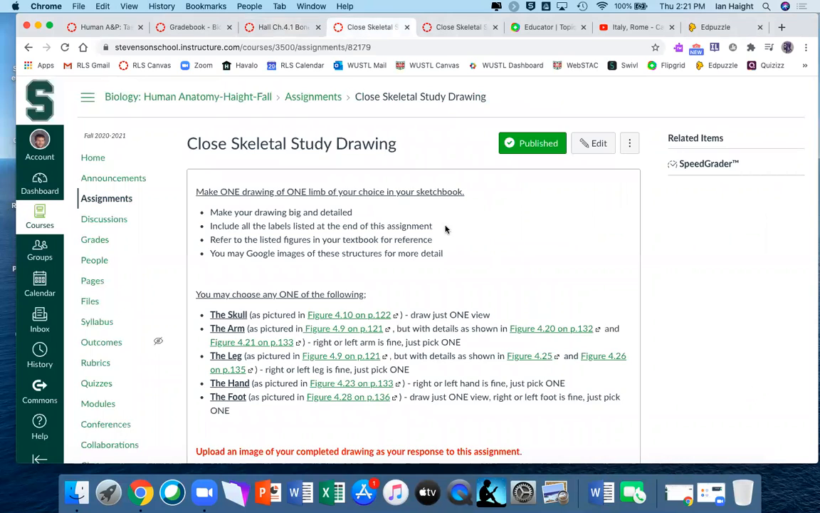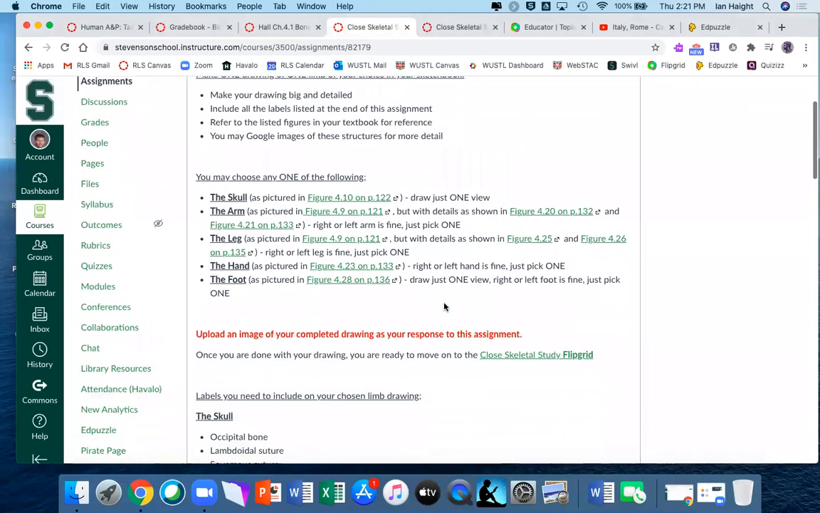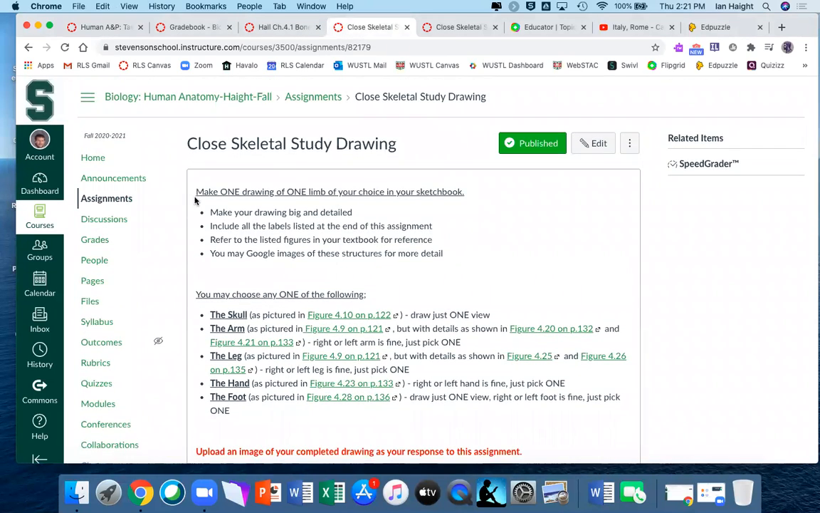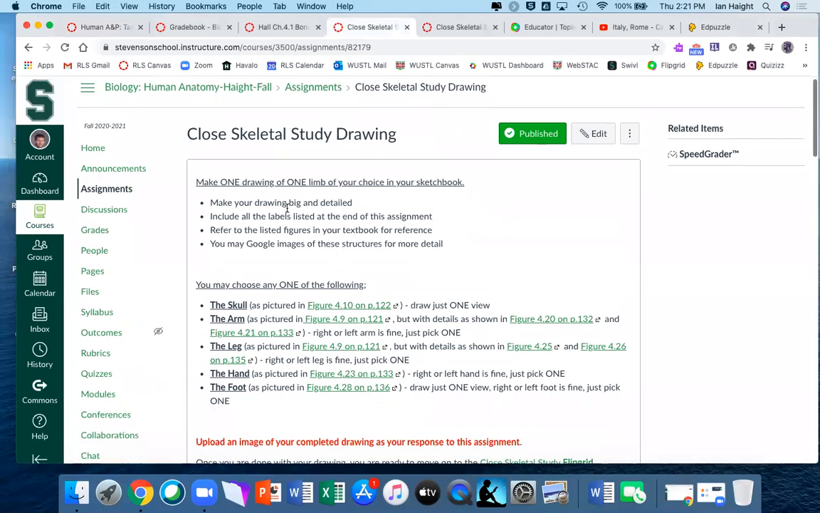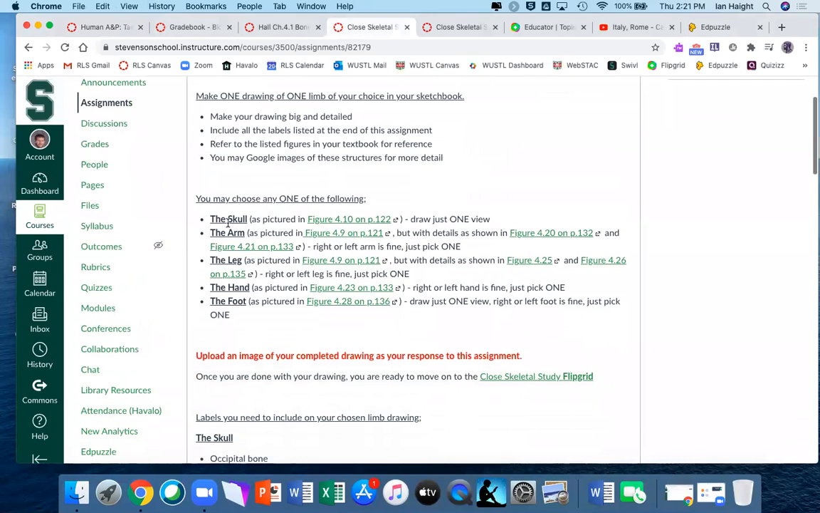When you click on those, it will take you to the assignments. And so I have instructions there for the drawing. Again, you can choose one drawing of just one limb of your choice. So again, you've got the skull, the arm, the leg, the hand, or the foot. I have links to images from your textbook from Hall, but you can also just hop on Google and look up things too. That's fine.